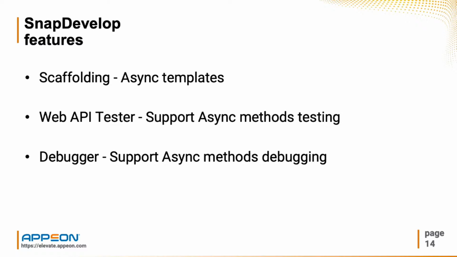And the Web API Tester tool provides these functionalities, but you can also debug your test directly without the Web API Tester tool. Just run and debug. So let's look at these new features in SnapDevelop now.